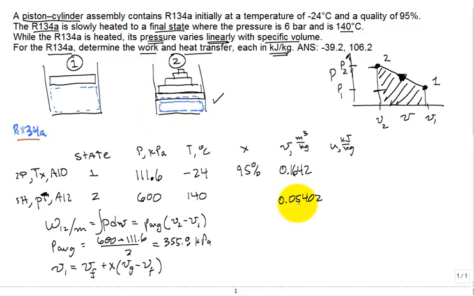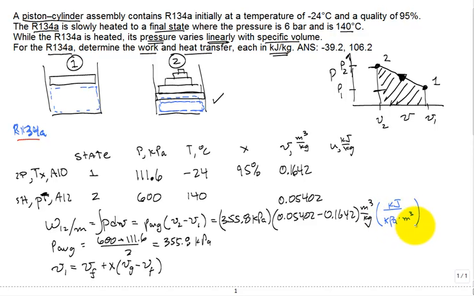We have those two specific volumes, so we can substitute numbers in here. So our P average is 355.8 kPa, kilopascal. And our change in volume, it's our final volume, 0.05402 minus 0.1642. And those are meter cubed per kilogram. And then we remember our unit conversion, that a kilojoule is a kilopascal times a meter cubed. That cancels kilopascal, cancels the meter cubed. We're left with kilojoules per kilogram.